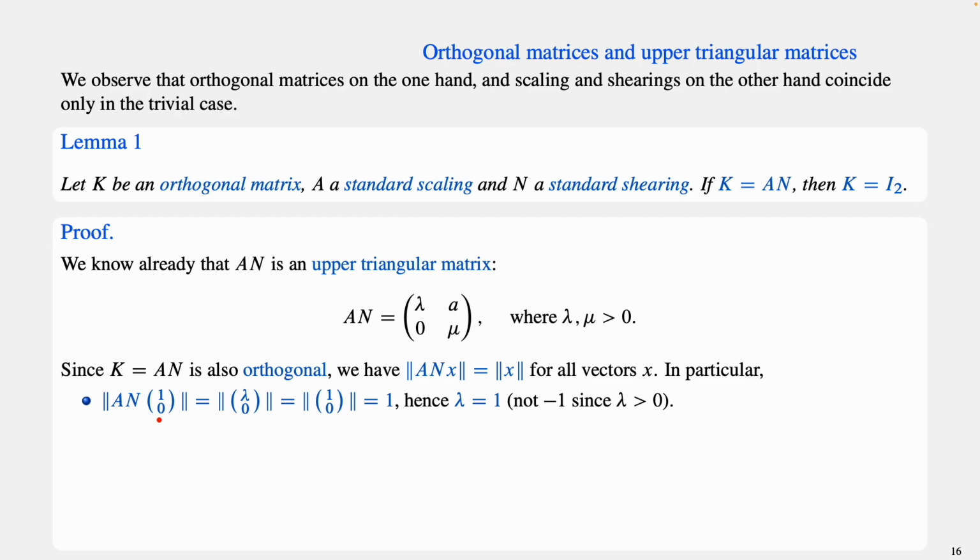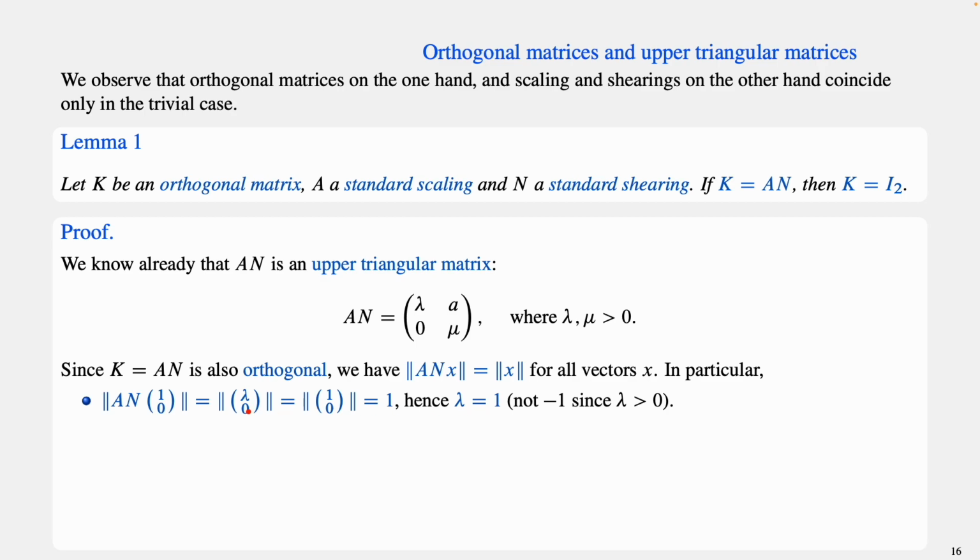So for example, we take E1, the first canonical basis vector, multiplied by this matrix here. Then take the norm. So the norm of this is just the norm of the first column of AN, so the norm of the vector lambda 0. And we know, because AN is supposed to be orthogonal, that the norm of this has to be identical to the norm of the first canonical basis vector, because we plug this in here. And the norm of this one is of course 1. So this implies that lambda has to be equal to 1.